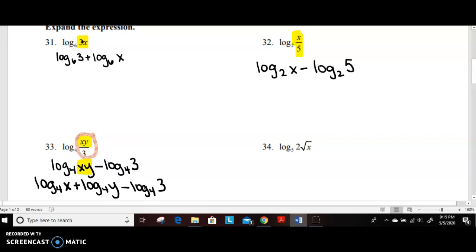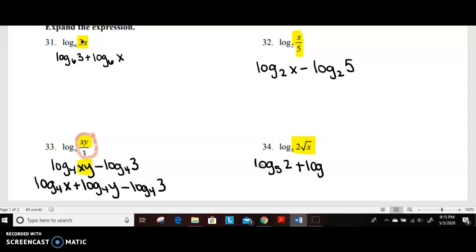In 34, okay, I've got a few things going on here. Let's talk about the multiplication we've got going on here first. So I can expand that to be log base 5 of 2 plus log base 5 of the square root of x. Okay, but the square root of x, we're going to rewrite that. Remember your power over root, so we can write it as a rational exponent. That's x to the 1/2.